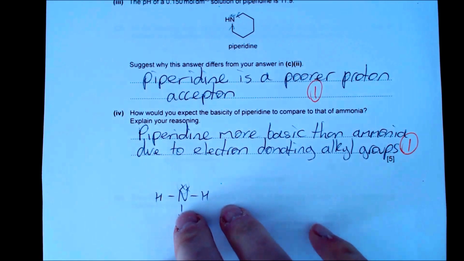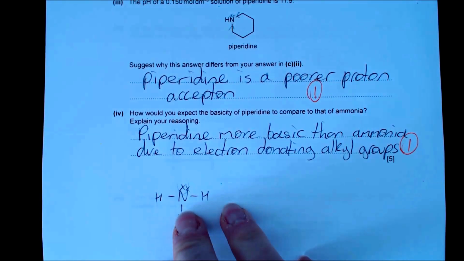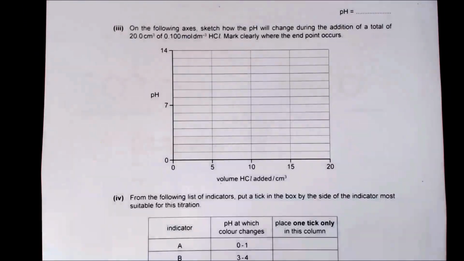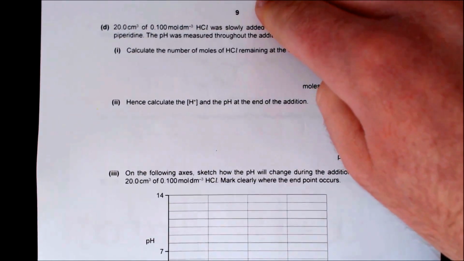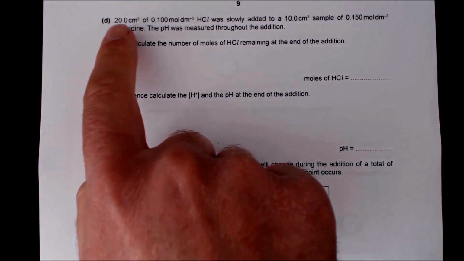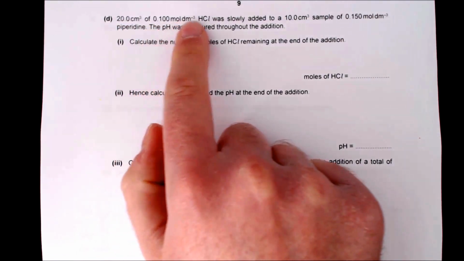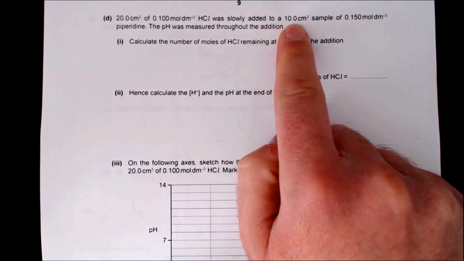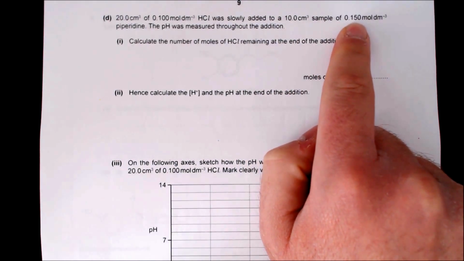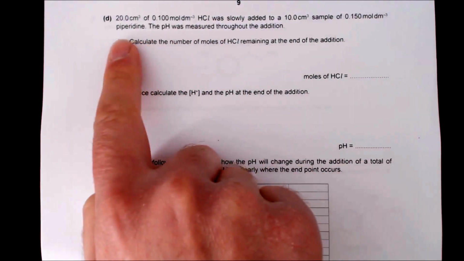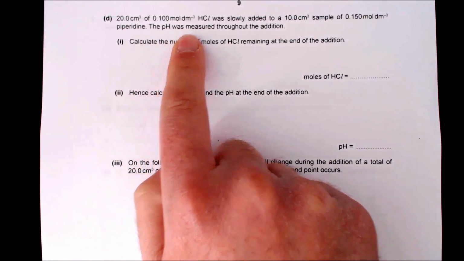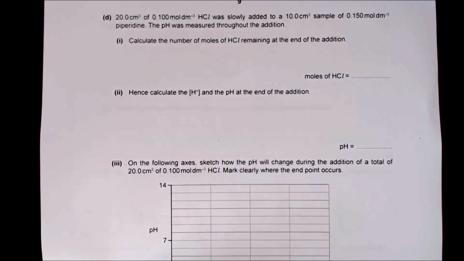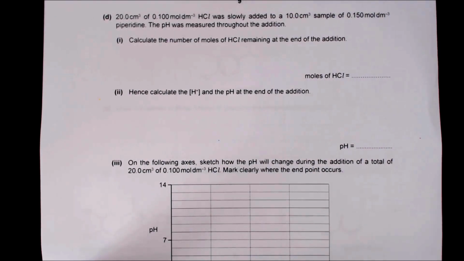Okay, right, so on to the next part. Right, so part D. Let's just drag that down there. It says part D, 20 centimeters cubed of 0.1 moles per dm cubed HCl was slowly added to a 10 centimeter cubed sample of 0.150 moles per dm cubed of piperidine, however you say it. The pH was measured throughout the addition. So we've got to calculate the number of moles of HCl remaining at the end of the addition.